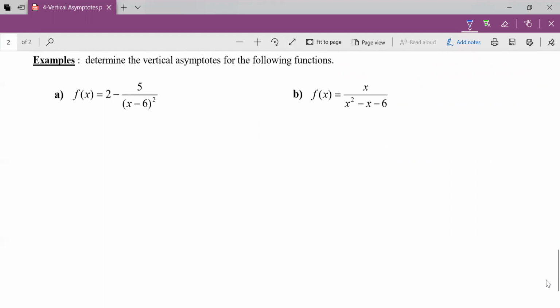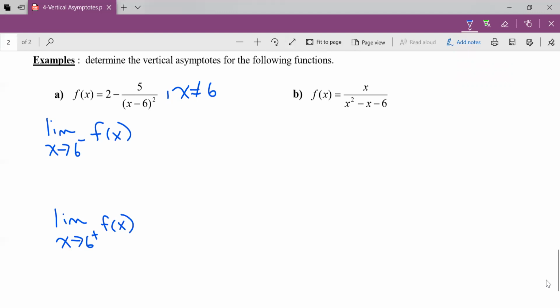So the first thing I want to recognize is x can't equal 6. So what we're going to do is find the limit as x approaches 6 from the left of f of x, and find the limit as x approaches 6 from the right of f of x. Okay, so what happens here?